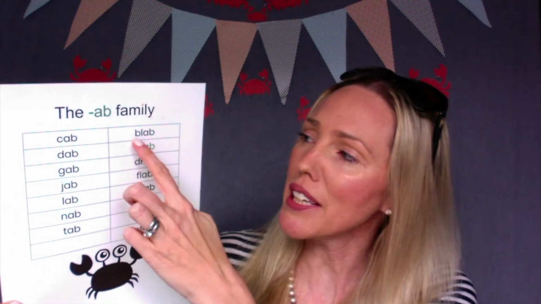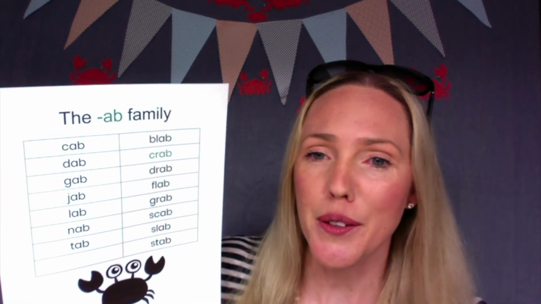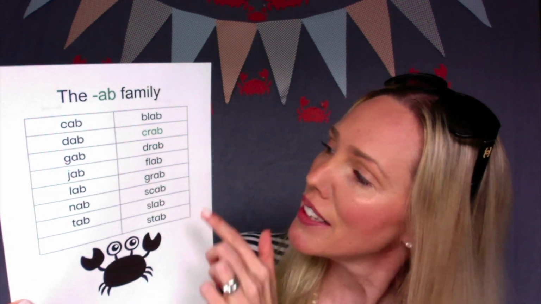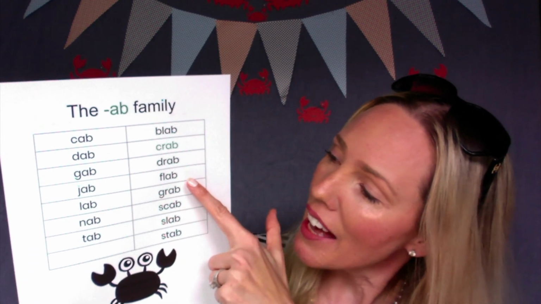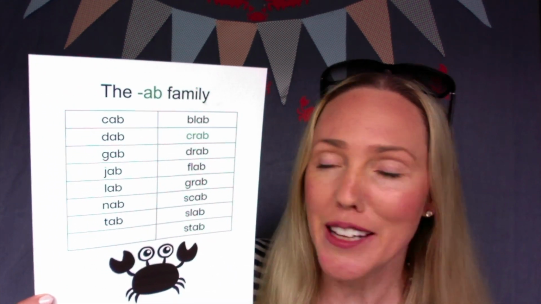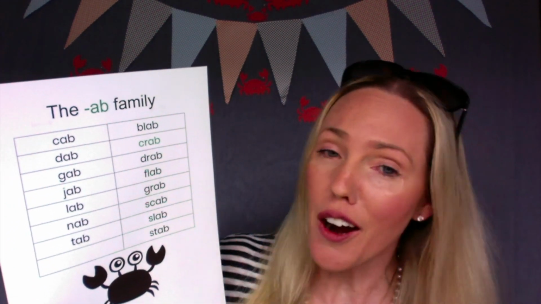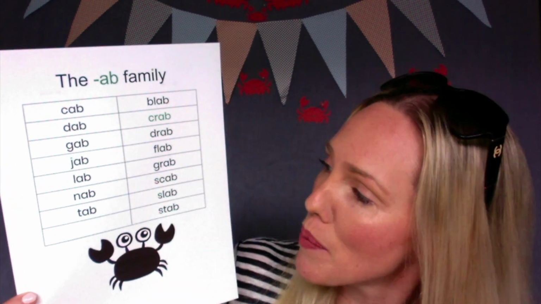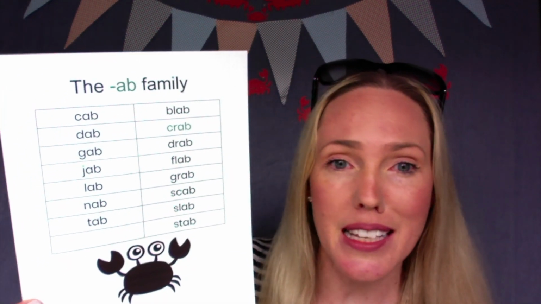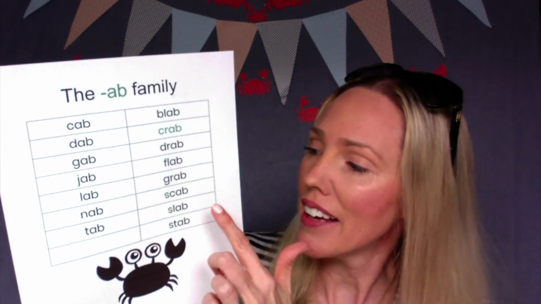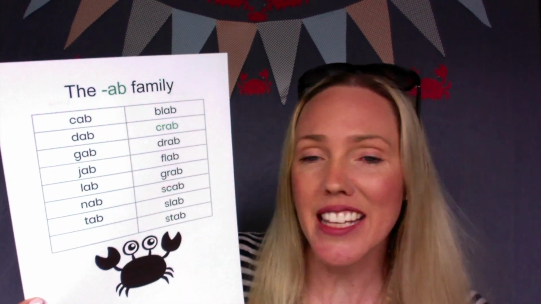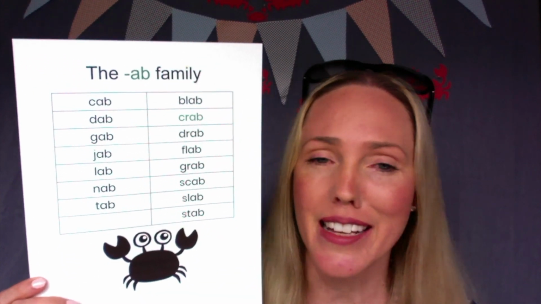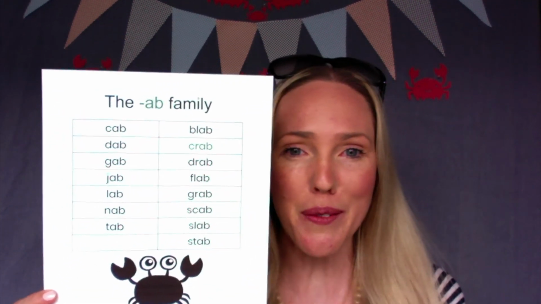Ready? BL reads bl in blab. CR reads cr in crab. DR reads dr in drab. FL reads fl in flab. GR reads gr in grab. SC reads sk in scab. SL reads sl in slab. And ST reads st in stab. Great reading, everybody.